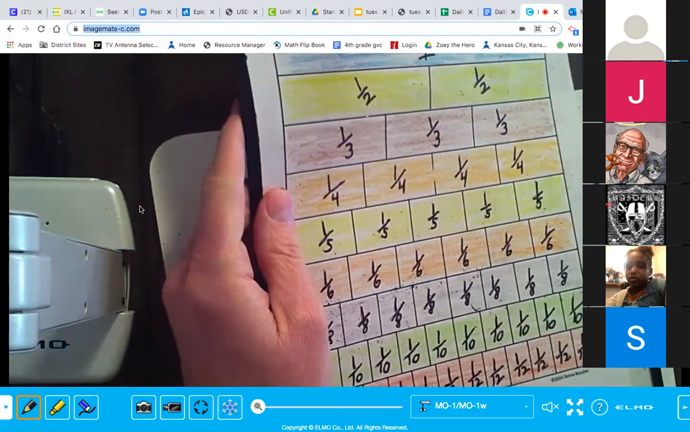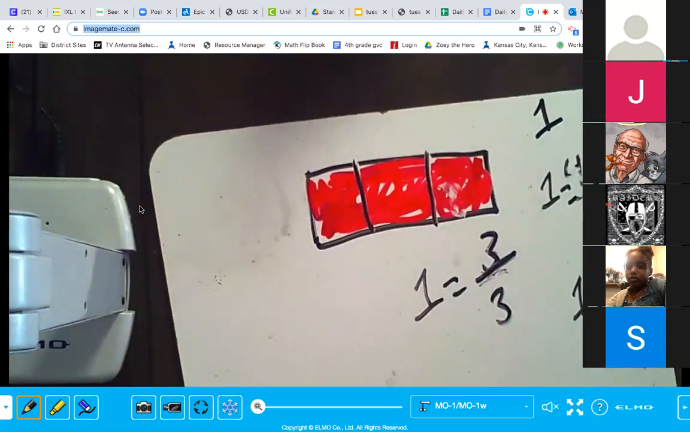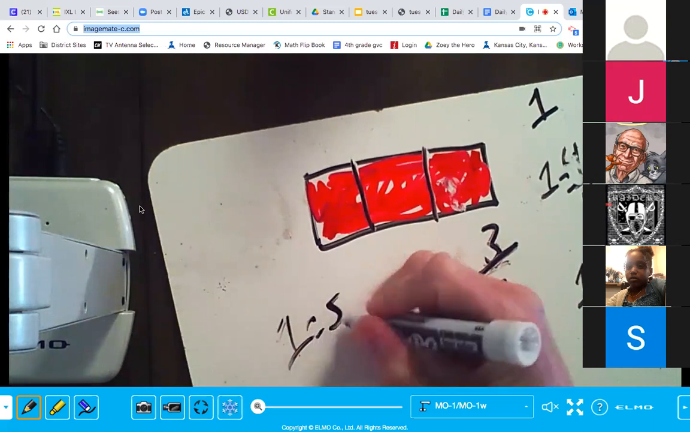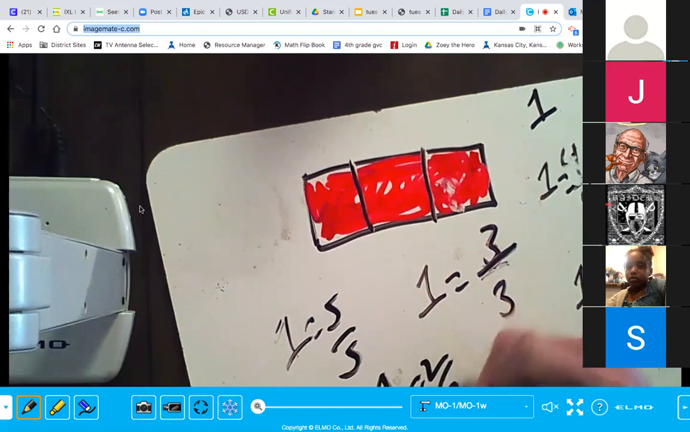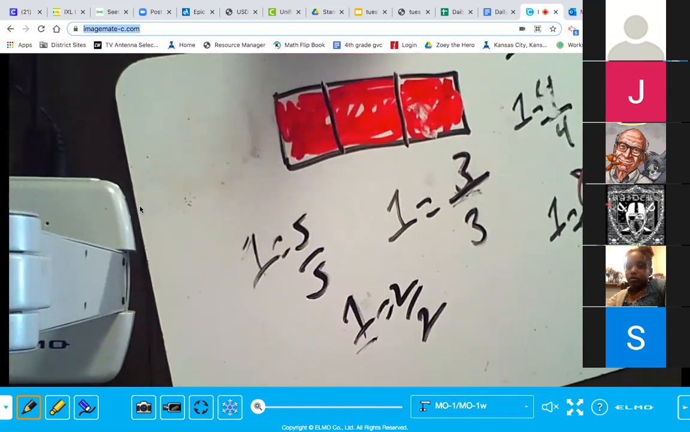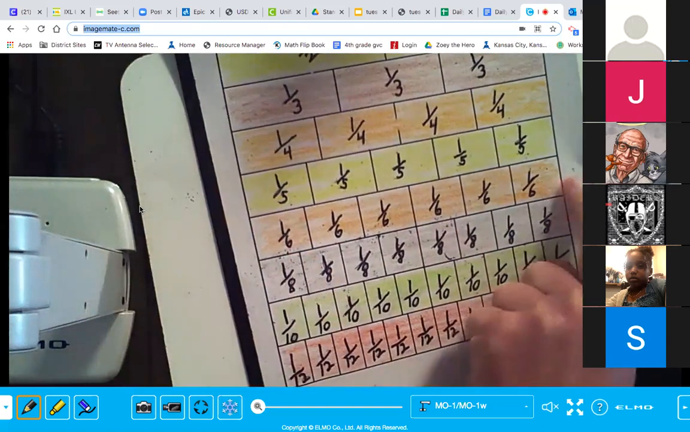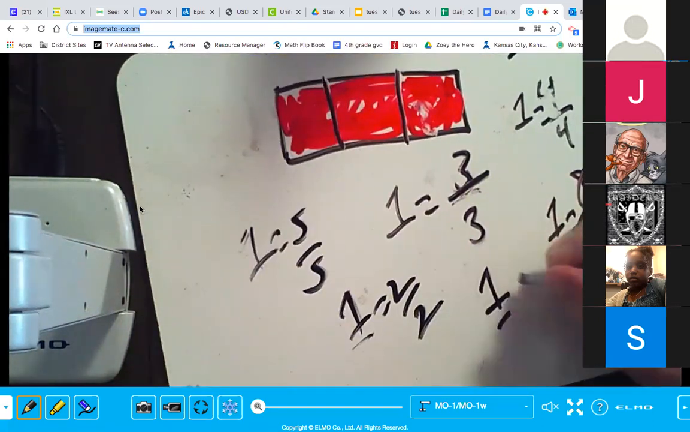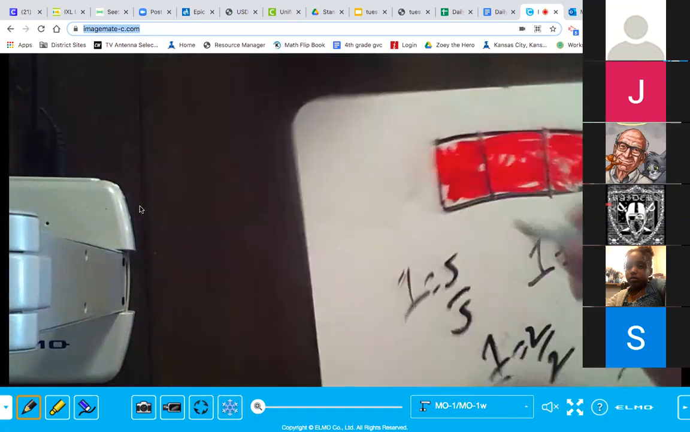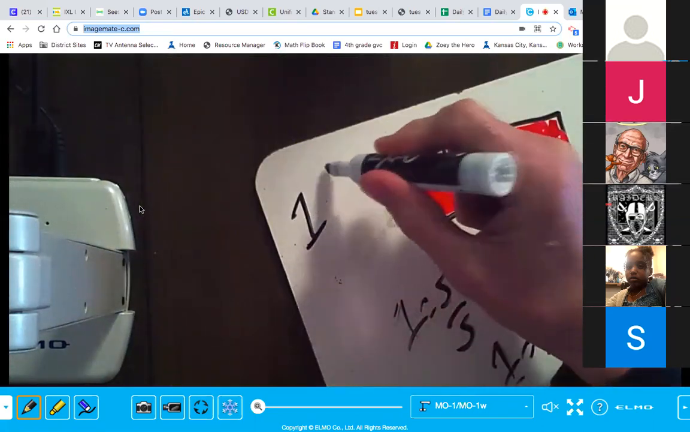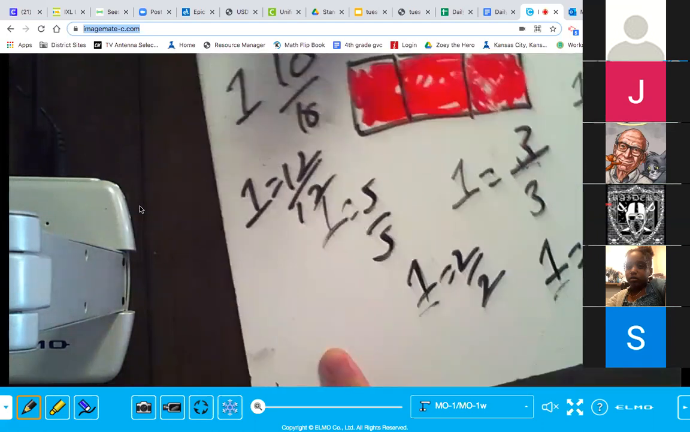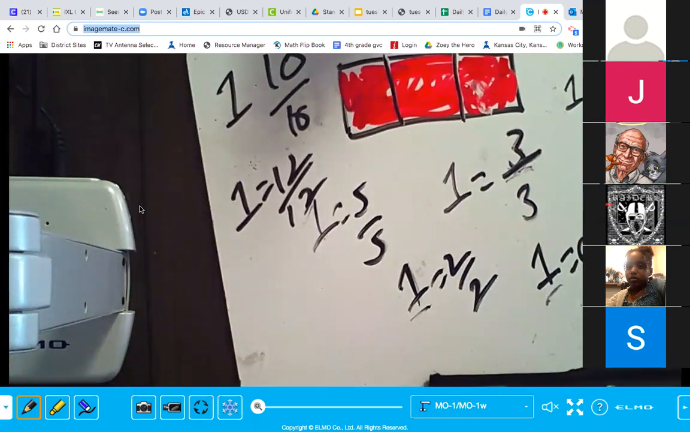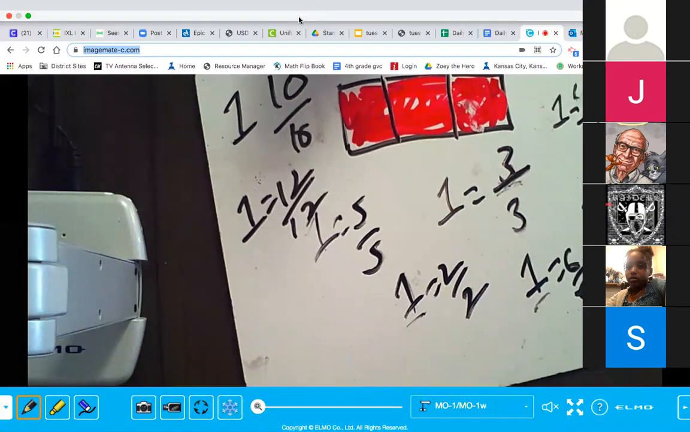chart, we could see that 1 is also equal to 5/5, and it's also equal to 2/2, and it's also equal to, let's see, what else? Well, the 6ths, there's 6/6. 1 is equal to 6/6. 1 is equal to 10/10. 1 is equal to 12/12. Any fraction where the numerator and the denominator are equal, that is the same as 1. That is equal to 1.